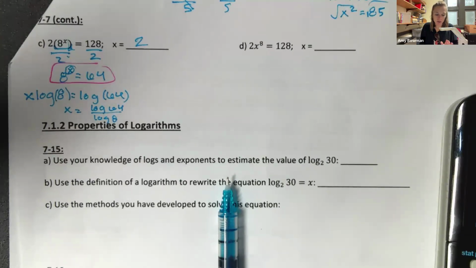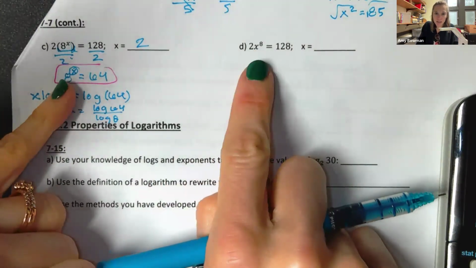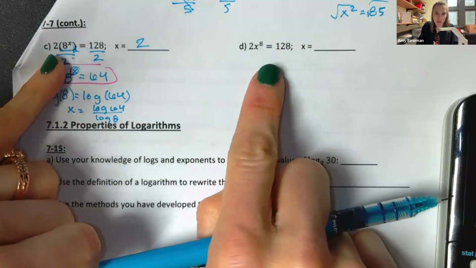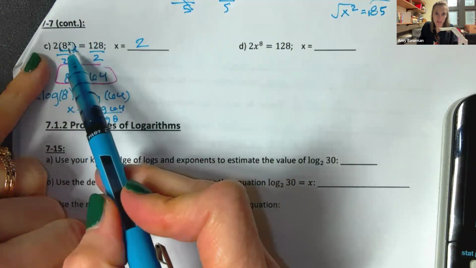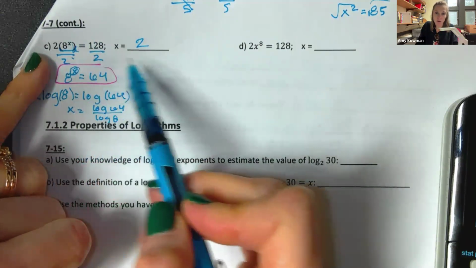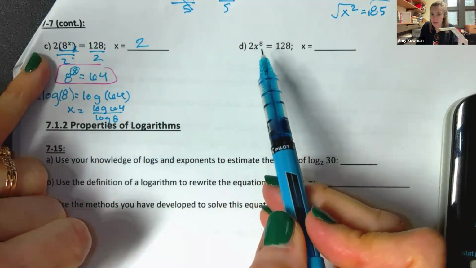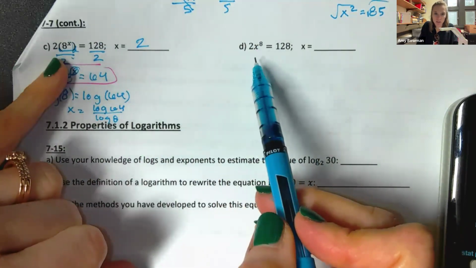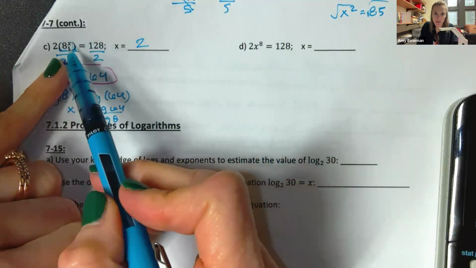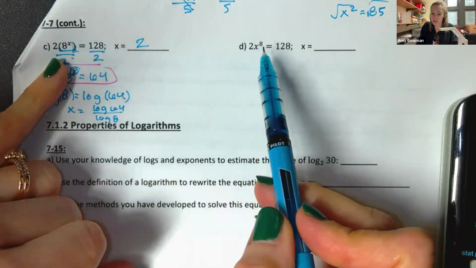All right, this other example here, I want you to really look closely at example C and then again at example D and see what you notice changing from one equation to the other. We have 2 times 8 raised to the x equals 128. Over here, we have 2 times x raised to the 8th equals 128. These are two completely different problems. The only change is that instead of 8 raised to the x, I've swapped it, and now my base is x and my power is 8.